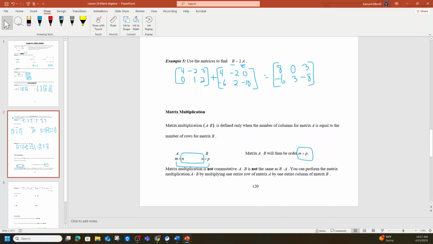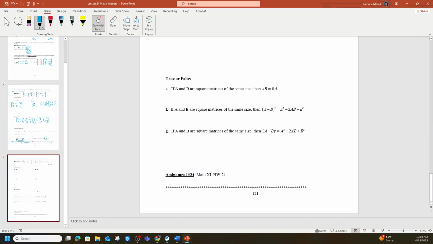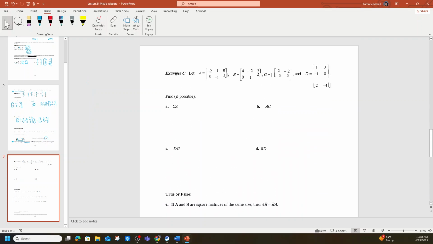Okay, so matrix multiplication is not commutative. A times B is not the same as B times A. You can perform multiplication A times B by multiplying one entire row of matrix A by one entire solid column of B. Okay, so we'll talk about it and I'll show it right here. And then this is the last of the lesson anyway.